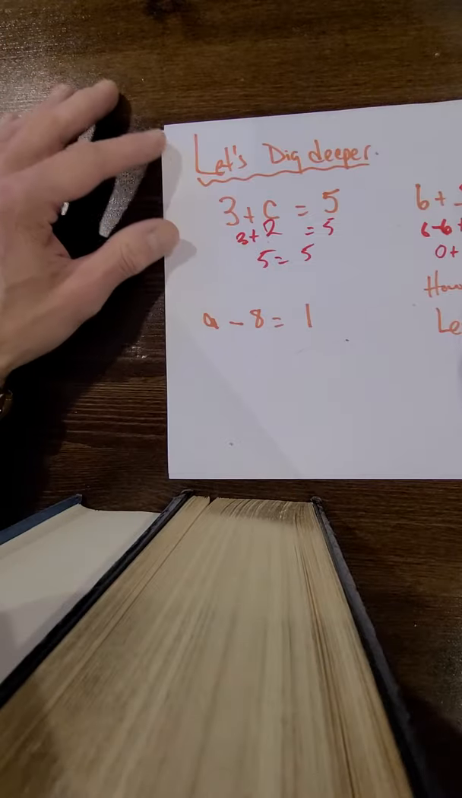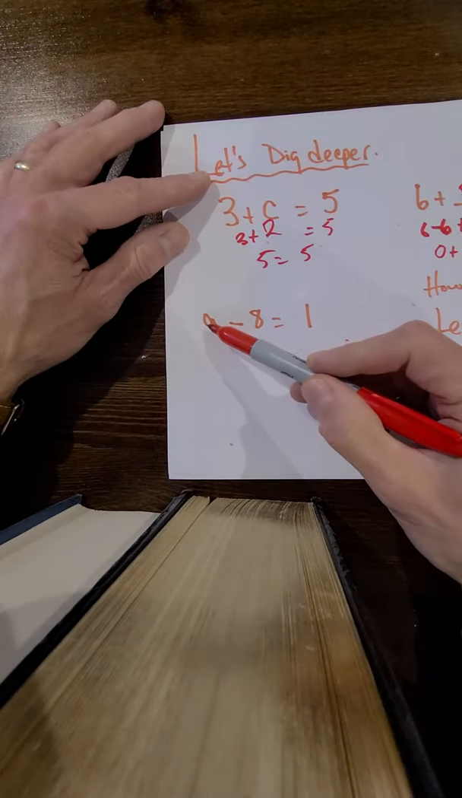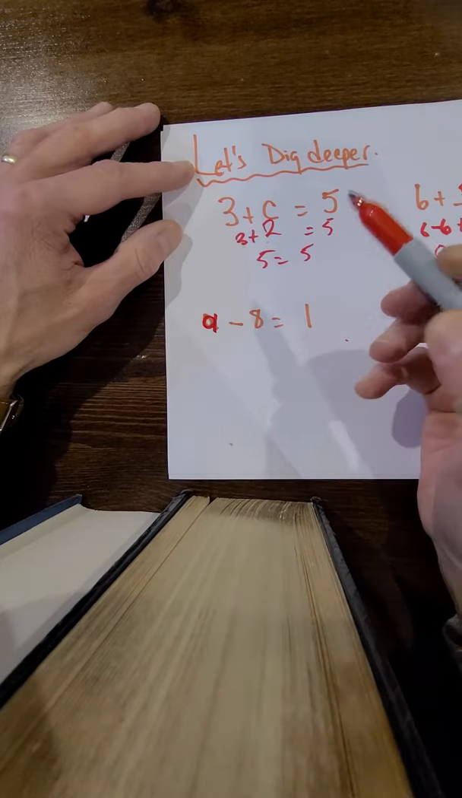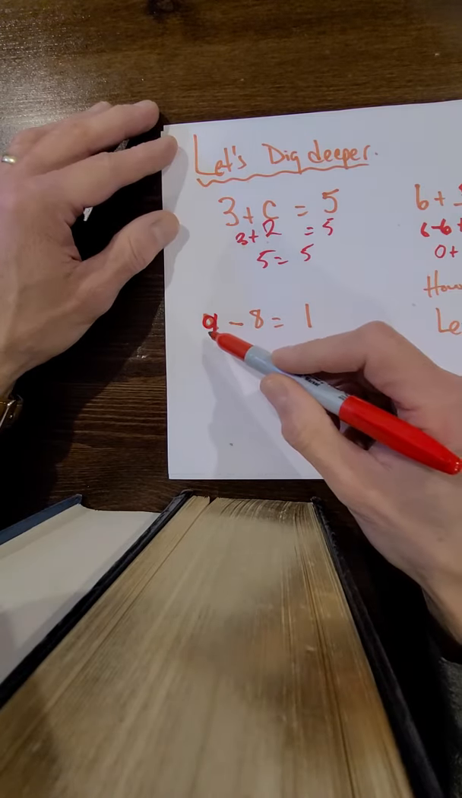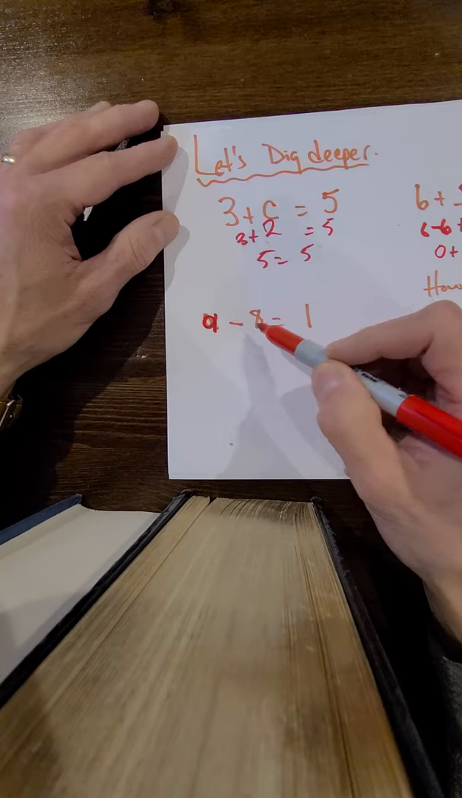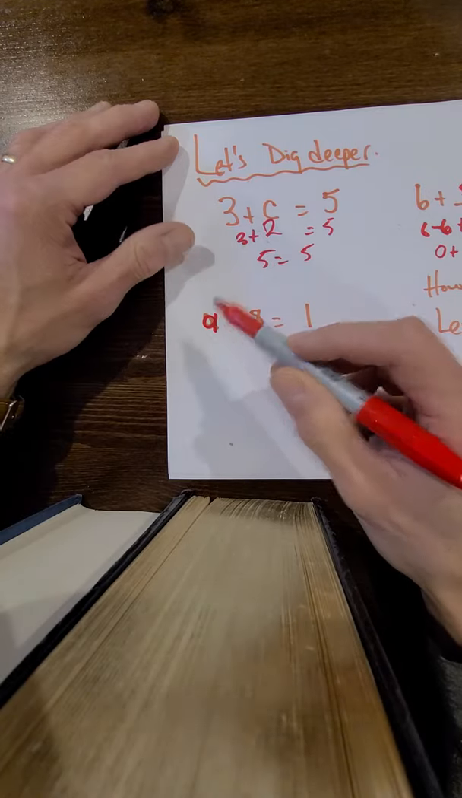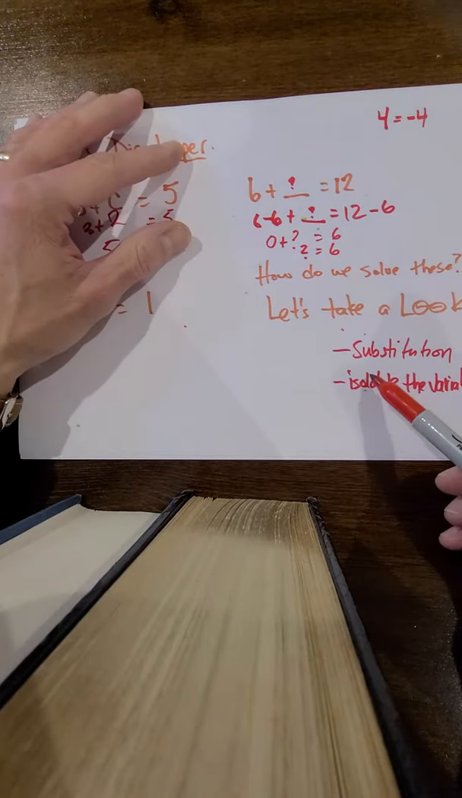substitution, and we know that A is going to be a 9. That's an A. Make it look like an A, Mr. D. A subtract 8 equals 1. I know that A has to be a 9. But I don't want you to use this substitution. I want you to isolate the variable.